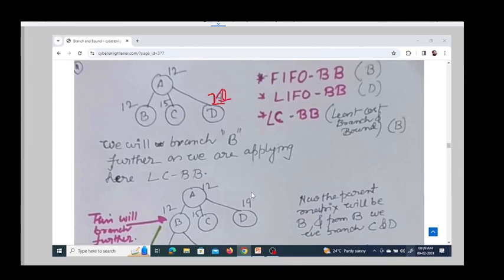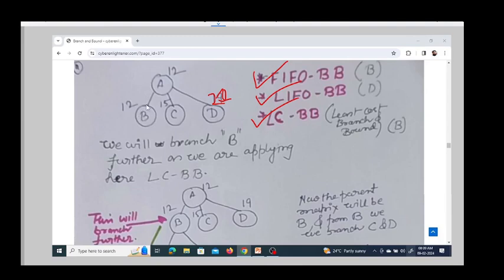Now up to this much, if you see all the values, which are 12, 15, 21, 3 methods could be utilized. One is FIFO branch and bound, one is LIFO branch and bound, another one is least cost branch and bound. Okay, so if I go with FIFO branch and bound, which node will be expanded first? B. If I go with LIFO branch and bound, which node will be expanded? D. And least cost branch and bound is again B. So that means here FIFO branch and bound and least cost branch and bound both give the same answer.